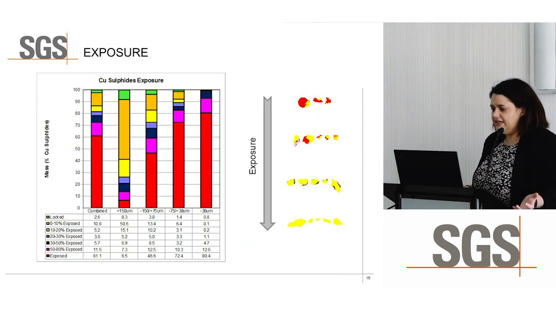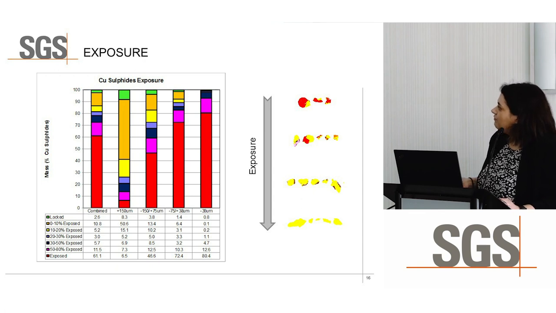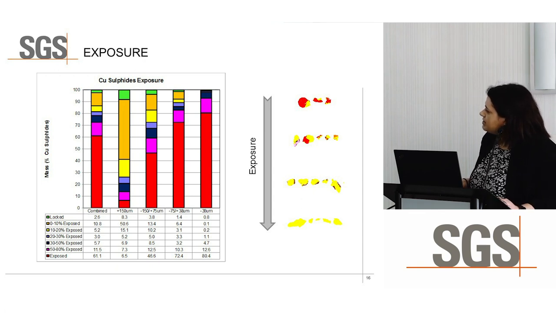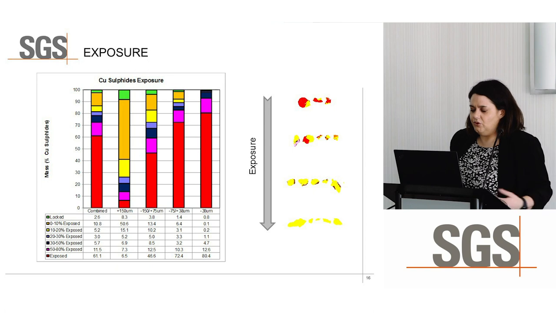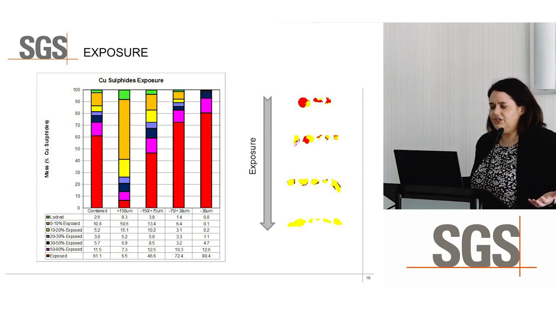The other way to look at it is exposure. Here we've got an example of copper sulfide exposure. In this example, you can see visually how exposure is increasing as you go down. We're looking at copper sulfides, which are in yellow. You can see that these are fully exposed particles, and then you start to get particles with some other minerals attached, to the point where you get fully locked particles. And for leaching or flotation, those fully locked particles will be unrecoverable unless potentially you grind finer.